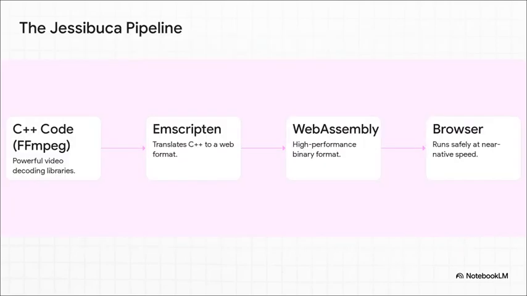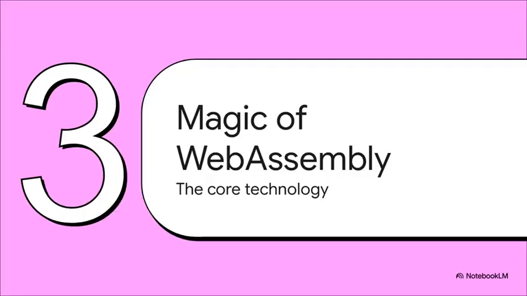And this slide lays out the process perfectly. It's like a recipe. You start with something really powerful and battle-tested. In this case, C++ code from libraries like FFmpeg. Then, you run it through a special compiler called Emscripten. What comes out the other side is this amazing thing called WebAssembly, or WASM for short. And that WASM code, it runs safely at almost native speed right inside any modern browser. It's incredible. Right. So that's the magic of WebAssembly. It's the engine that makes all of this possible.